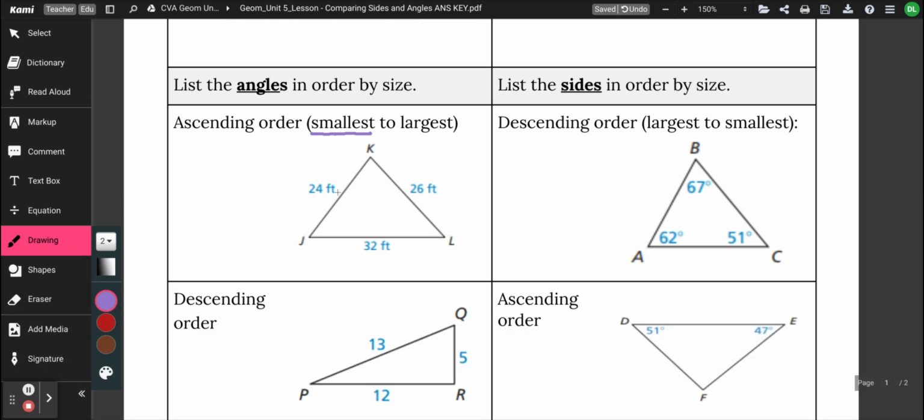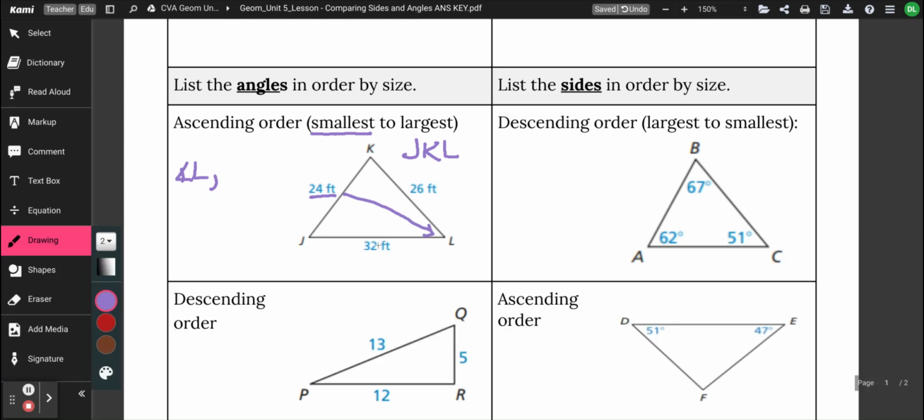So smallest to largest, 24 is the smallest, so we're going to start with that. It's the side from J to K. So if I follow that across, remember my naming rule, I have triangle JKL. If JK is my side, cover up JK, I'm left with L. So that means angle L is going to be the smallest angle. We don't have to know how many degrees it is to be able to put them in order.